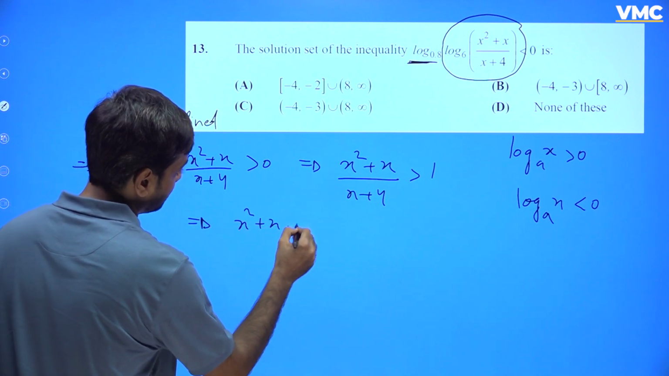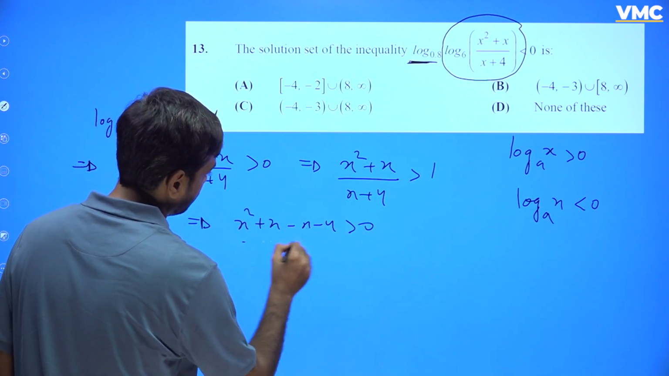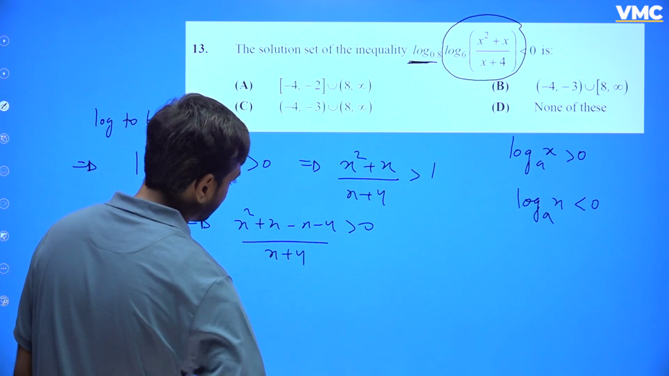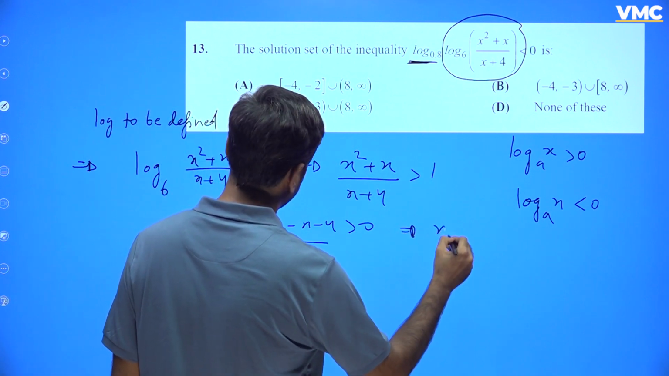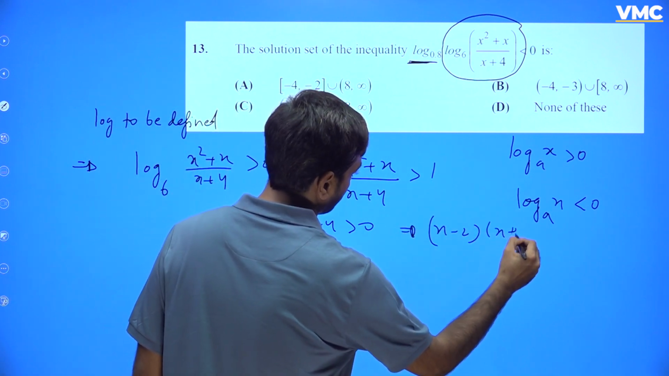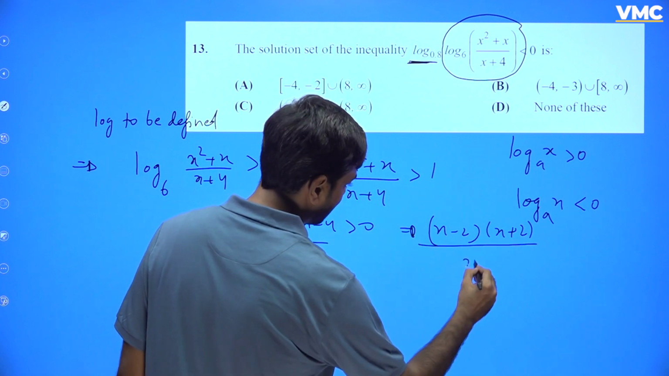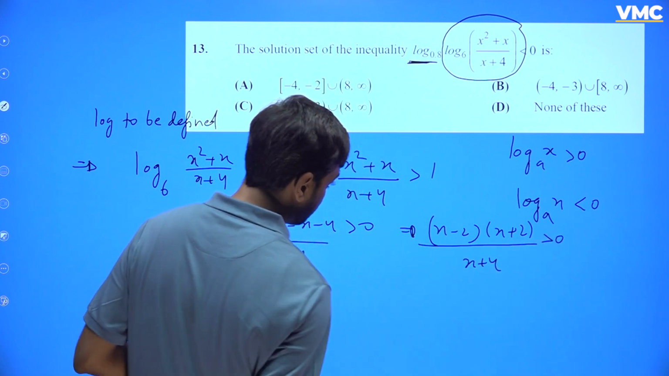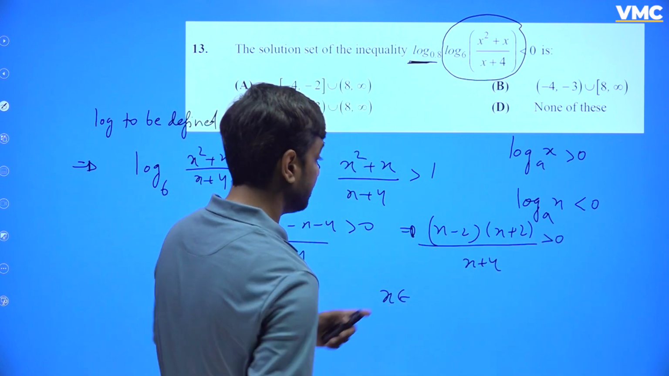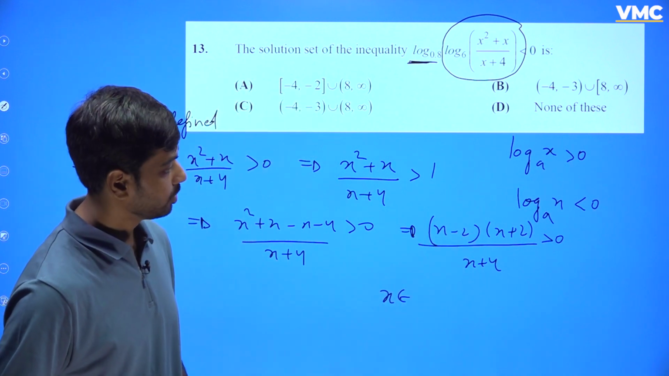When you simplify this, let's see what we are getting. x square plus x minus 4 greater than 0 upon x plus 4. So x will be cancelled out. We are further left with x minus 2, x plus 2 upon x plus 4 greater than 0. When you solve this, let's see what you will get. You can use the Viveka method to answer this inequality. So plot this on the number line.